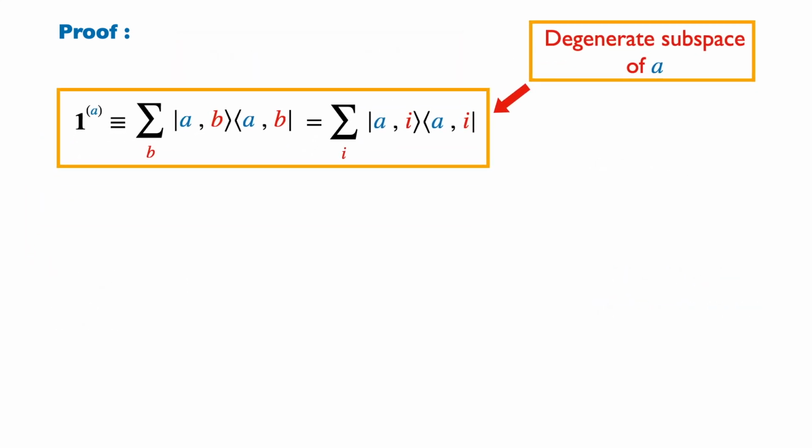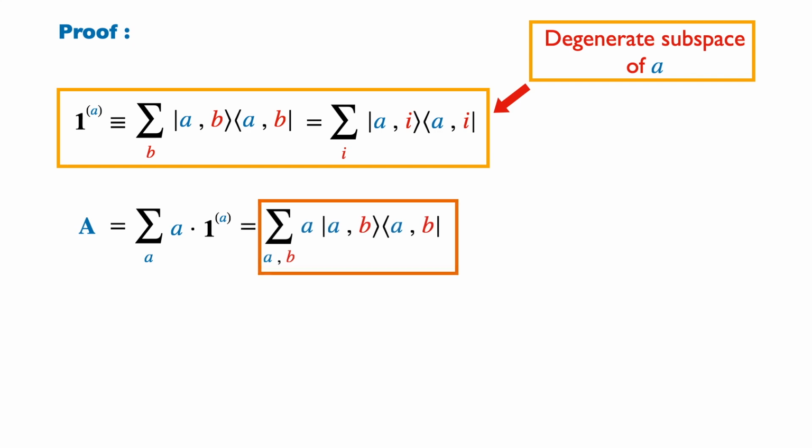We can then use this identity to write operator A as the sum of projectors into subspaces A multiplied by eigenvalues A, which is equal to the diagonal form. Similarly, we can write operator B as the sum over B of B^(A) in its diagonal form in all the subspaces A, which gives.